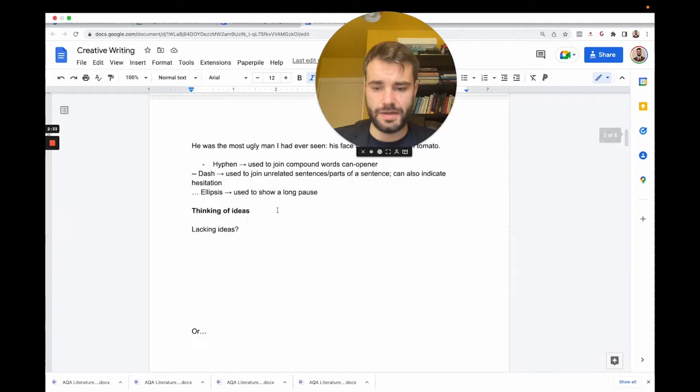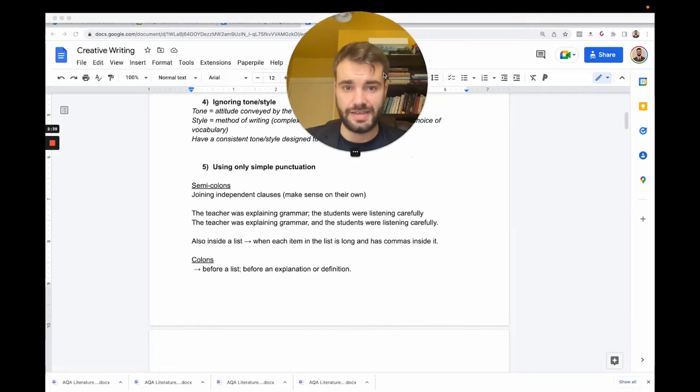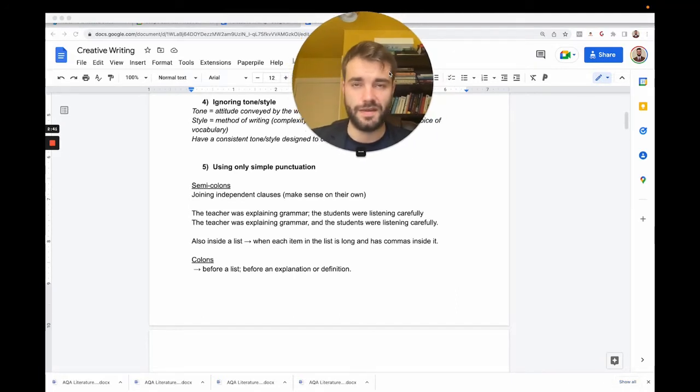And finally, using only simple punctuation. So sometimes students will just stick to the basics. They don't want to make any mistakes. They're worried about getting it wrong, so they just use full stops, capital letters, commas, just the simple stuff. Doesn't work though, because you actually get more marks for trying more complex punctuation, and making 1 or 2 mistakes will not lose you any marks, but missing out complex punctuation will, so definitely practice and try it.